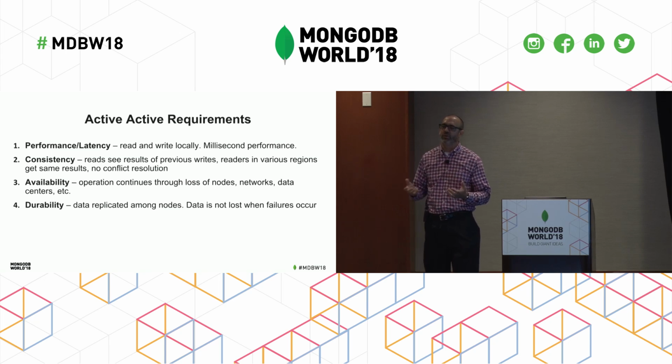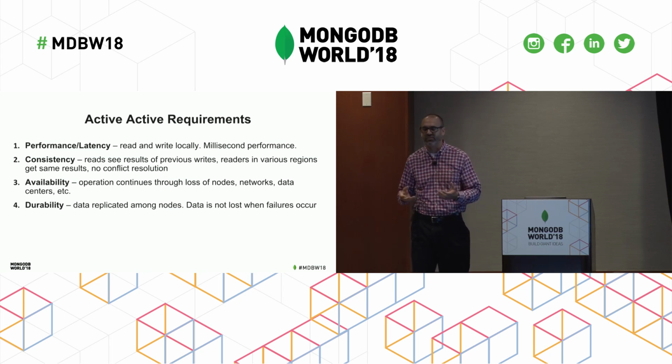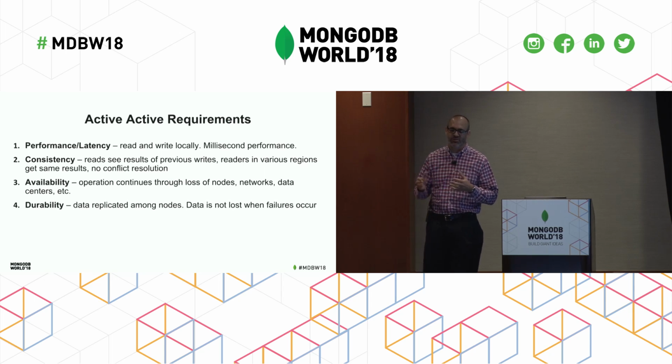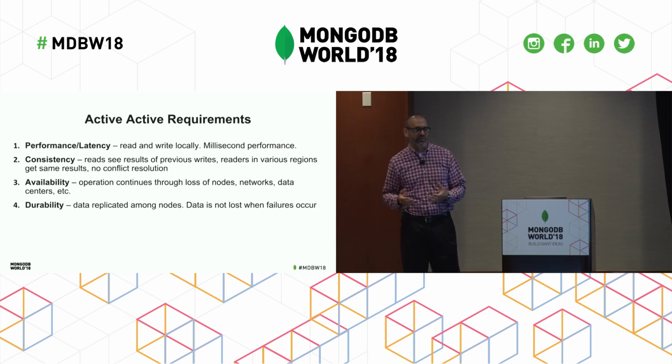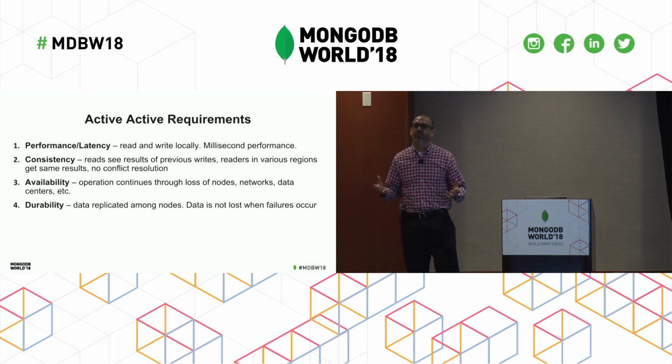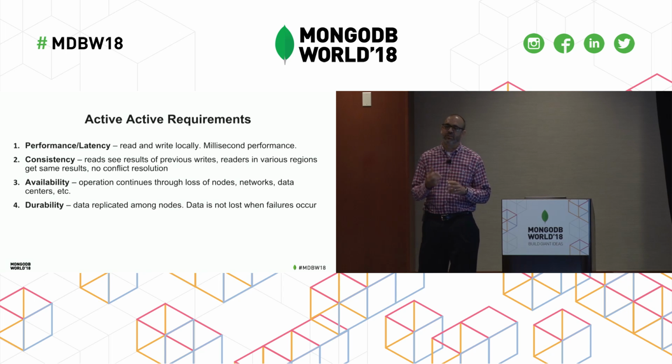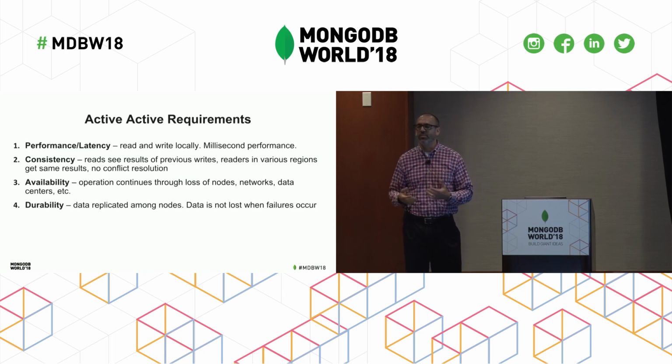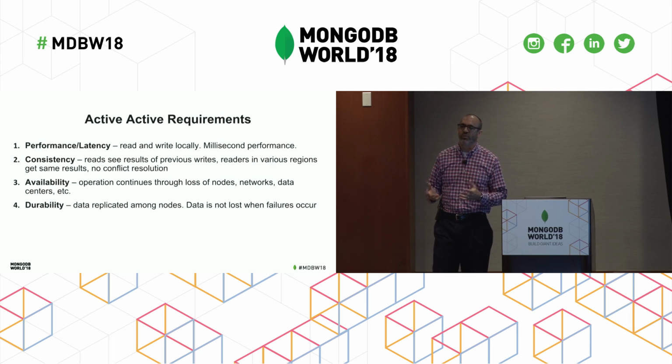Typically, there are requirements around things like when you issue a read, you want to see the results of all previous writes. When you read in one region, you should get the same answer as you get in another region, things like that. For availability, you want this whole infrastructure to just continue to work when pieces fail. You lose a node, a data center, the network splits, whatever, it should just work. And then finally, with durability, when you issue a write, you expect it to be immediately replicated across all the different nodes so that everything is fault tolerant.